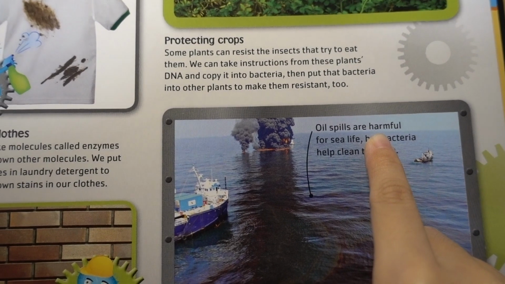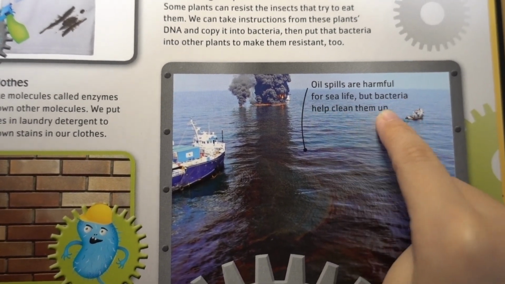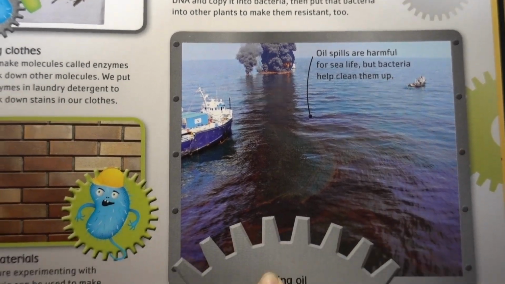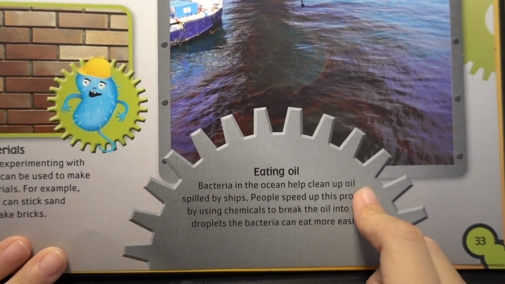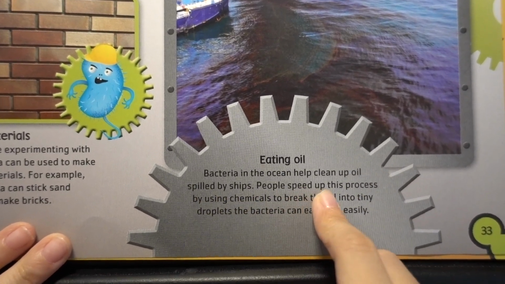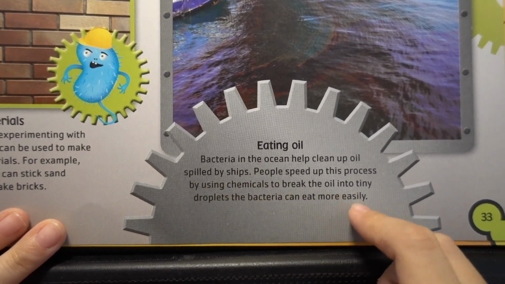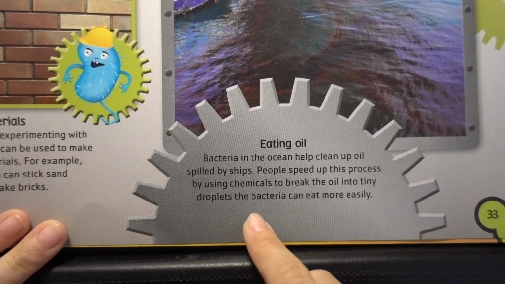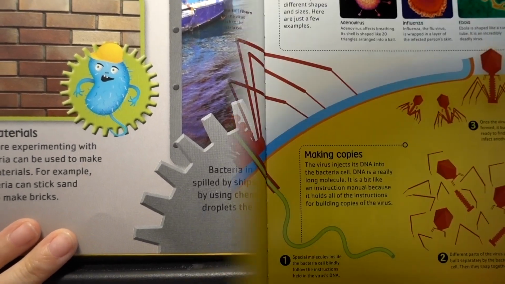Oil spills are harmful for sea life, but bacteria help clean them up. Eating oil. Bacteria in the ocean help clean up oil spilled by ships. People speed up this process by using chemicals to break the oil into tiny droplets. The bacteria can eat more easily.